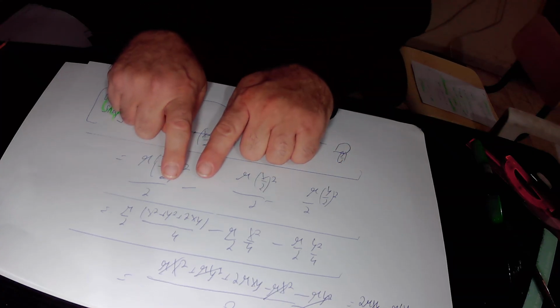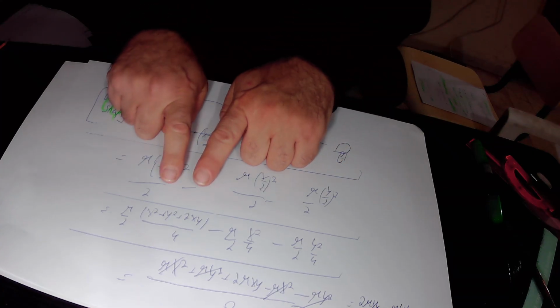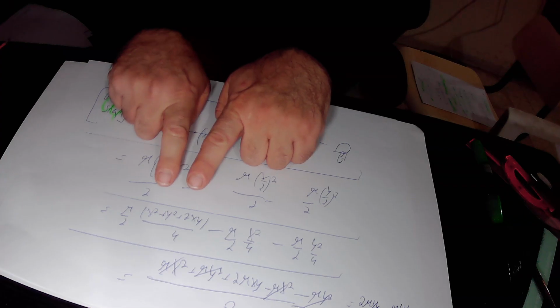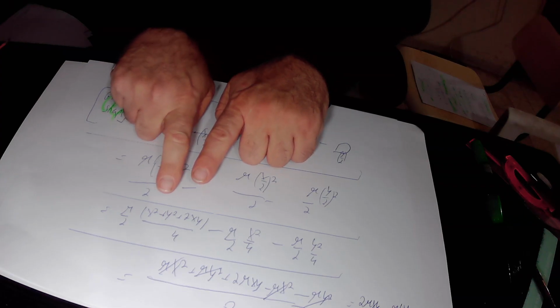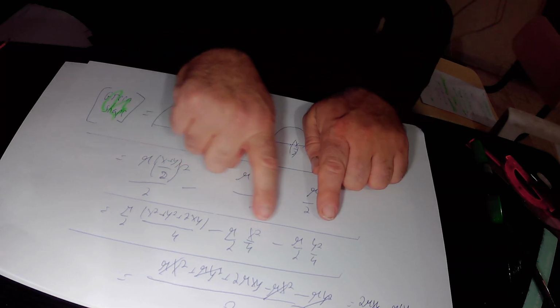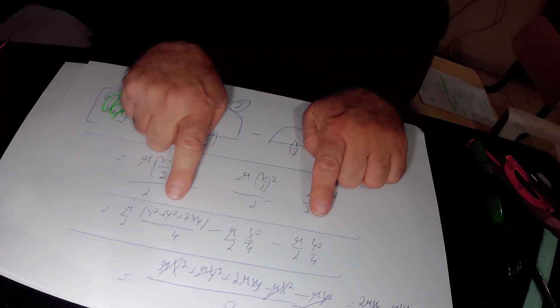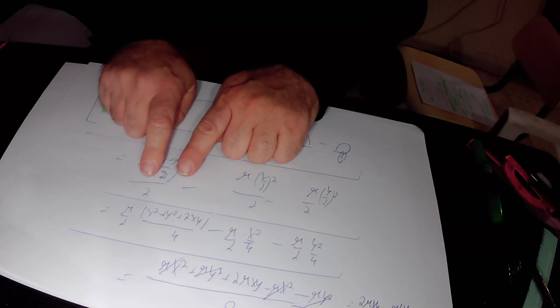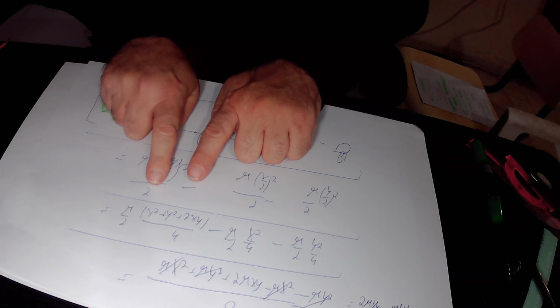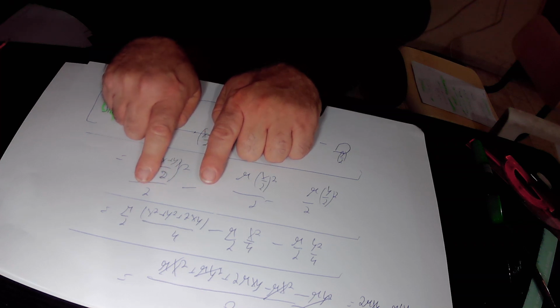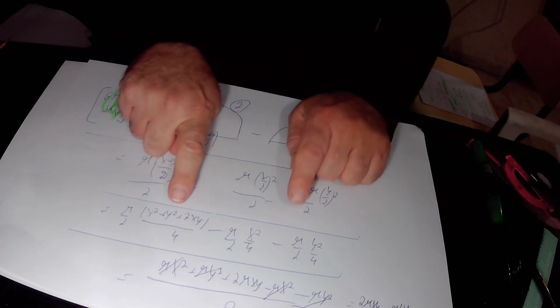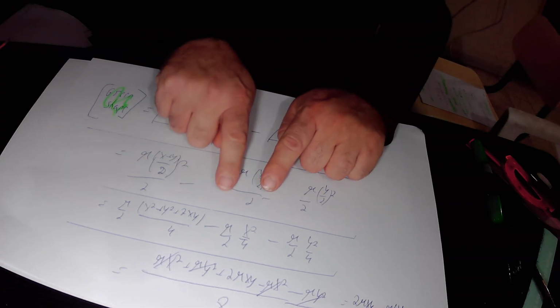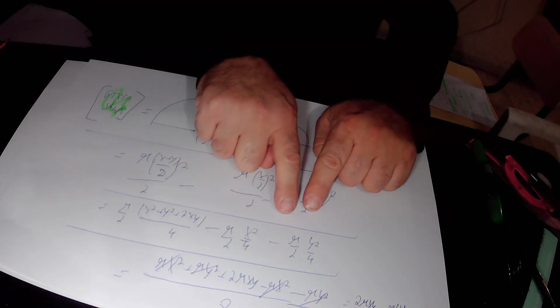So on all those three expressions, we have 8 in the denominator: 2 times 4 is 8, 2 times 4 is 8, and 2 times 4 is 8. So we took 8 as a common factor out of those three expressions. In the numerator we have pi times (x squared plus y squared plus 2xy). We open the brackets here: it is pi x squared plus pi y squared plus 2 pi xy, and here we have minus pi x squared minus pi y squared, all divided by 8.